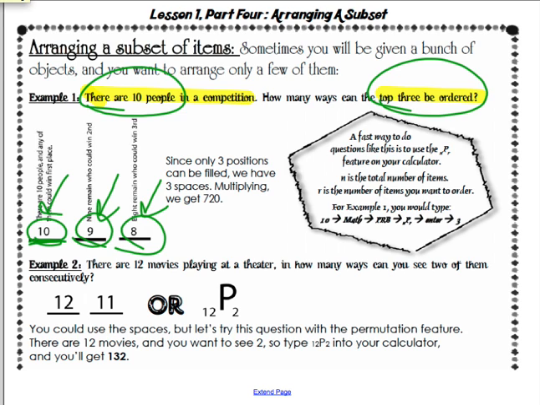All right. So example 2 is down here. It says there are 12 movies playing at a theater, and how many ways can you see 2 of them? Well, 12 is your total number available, and 2 is the subset of how many you're going to go see. So my permutation is going to be 12P2, or I can just go 12 times 11, just draw it out. Either way, you get an answer of 132.